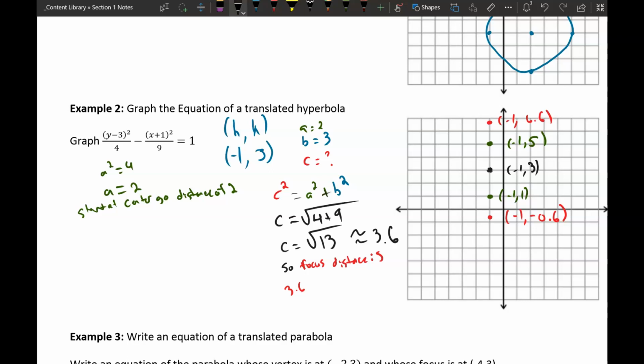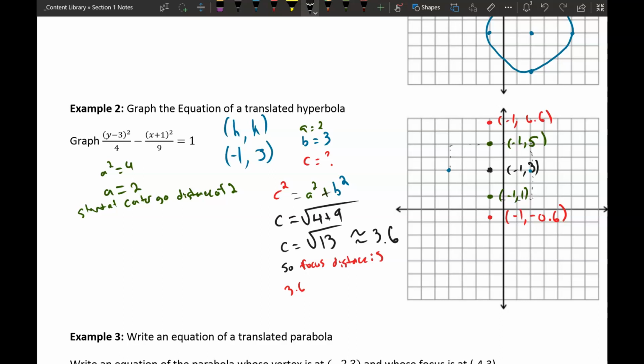We didn't label our B value. If we wanted to, we certainly could. B is 3, so it's going to be a distance of 3 units on each side. 1, 2, 3. 1, 2, 3. And then we can kind of make our rectangle. And then from there, make our asymptotes.